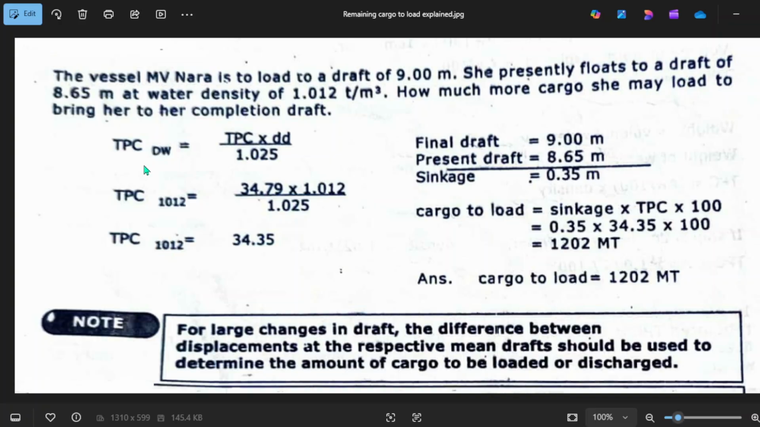So, this is the formula. TPC of dock water is TPC times the local density over salt water. So, your dock water is 1.012 equals 34.79. TPC of, I don't know where he got this one, TPC of 1.012 over 1.025. Now, let's check where he got this 34.79 TPC.